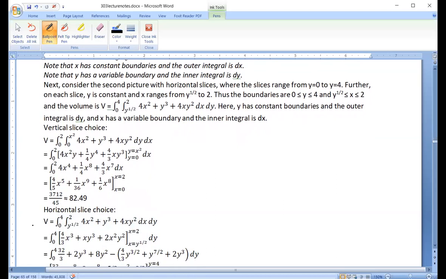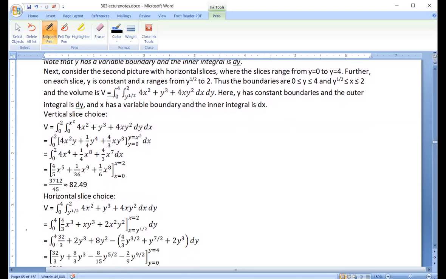So 8y squared minus, and now we've got to plug in x equals y to the 1/2. So we get 4/3 y to the 1/2 cubed, so 4/3 y to the 3/2, plus y to the 1/2 times y cubed, so that'll be y to the 7/2, plus 2 y to the 1/2 squared times y squared. So that's just going to work out to 2y cubed. And then we subtract. Simplify.